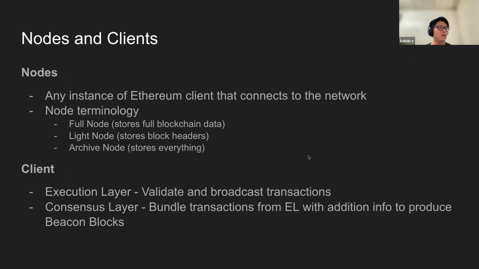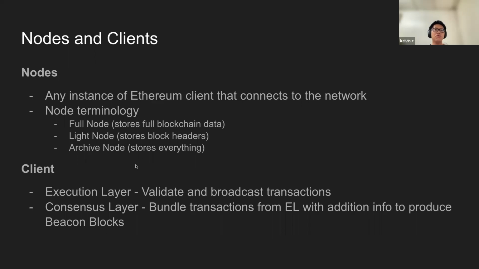Nodes, even in Web 2 or traditional computing, can be a somewhat abstract term. In this case, it's any instance of an Ethereum client that connects to the network. It's sort of like a computing unit, so to speak. Some of the terminologies that you may hear or read are full nodes, light nodes, and archive nodes. You could probably guess from the names.